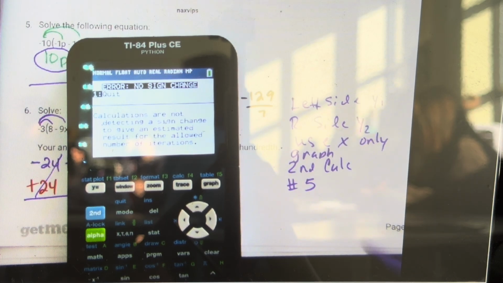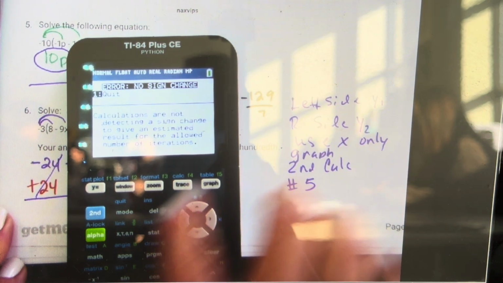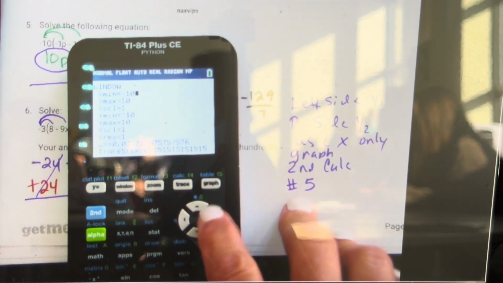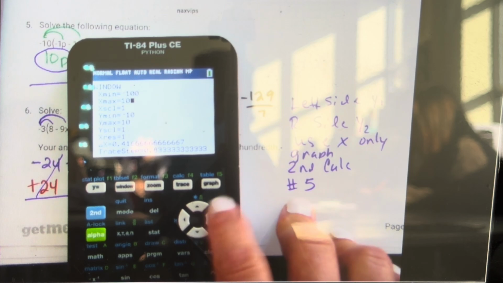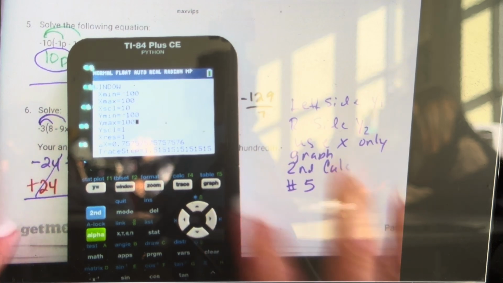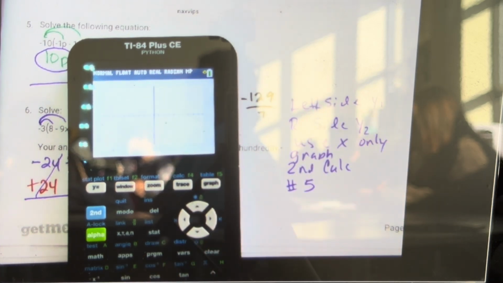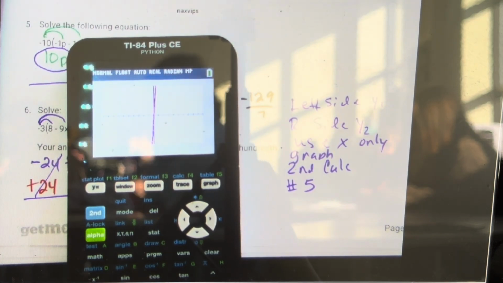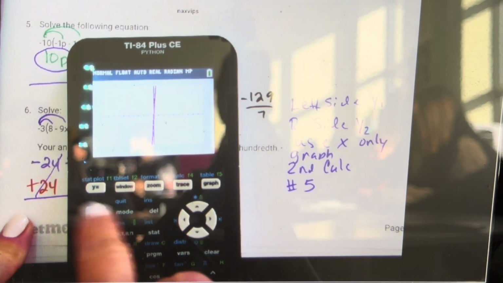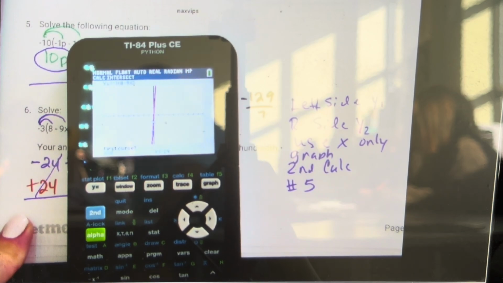If you get an error, you need to go to your window and increase it. Add a 0 to the end of it. Perfect, you just need to make it bigger. Sometimes, even though you can't see it, it'll still give it to you, and sometimes it doesn't, and I'm not sure why. So I'm just making the window larger, and how do we go back to normal? Second quit is how you get out of it, but Zoom standard will take you back to a normal window. So second, calculate, number 5 again, enter, enter, enter, and then it gives it to us.